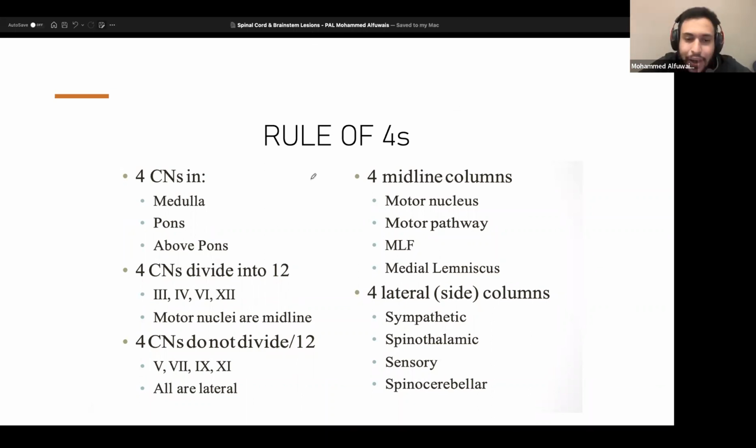So now, since you have these 12, let's just divide, for example, 12 by 4, you get 3. 12 by 3, you get 4. 12 by 6, you get 2. And 12 by 12, you get 1. So anything that's equally divisible by 12 is in the midline. Okay? Just remember that. Equally divisible by 12 is in the midline. So this involves 3, 4, 6, and 12. All these nuclei are for cranial nerves that are motor. So remember the motor is in the midline. Motor nuclei are in the midline with a few exceptions.